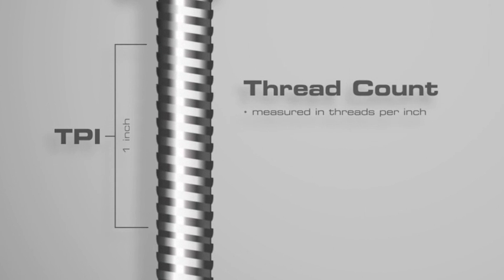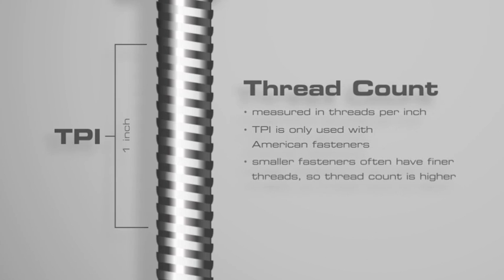Thread count is measured in threads per inch, or TPI. It is simply the number of threads per inch measured along the length of a fastener. TPI is only used with American fasteners. Generally, smaller fasteners will have finer threads, so the thread count is higher. Fine thread bolts will have more threads per inch, making the nuts have better hold.